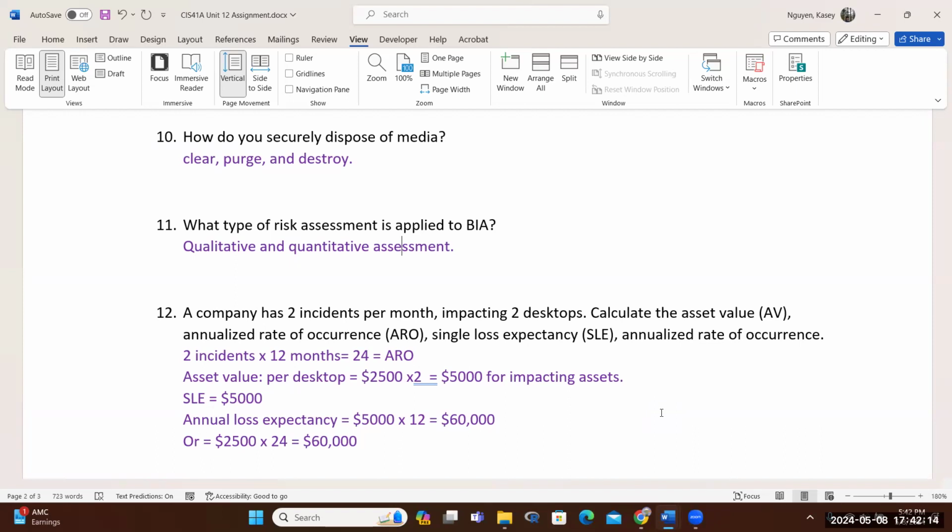Your asset value per desktop is basically the cost of the hardware and the software, including the OS. Assuming that it is $2,500, right? Most of your business type of desktops run about $2,000. They're meant to last a little longer. Because 2 desktops were impacted, we take that $2,500 per system, multiply it by 2, we know that it's $5,000 for impacted assets per month.